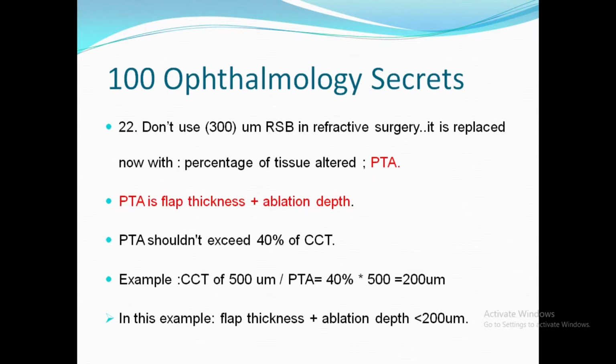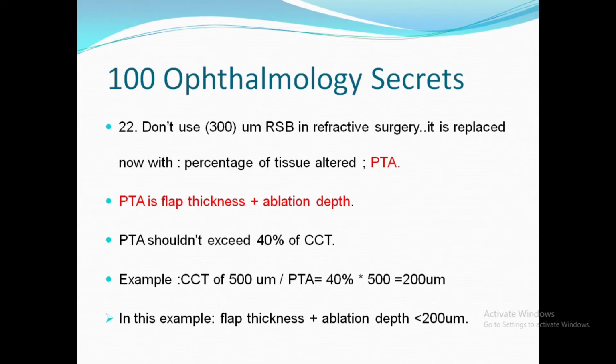Number 22. Don't use 300 micron residual stromal bed in refractive surgery. It is now replaced with percentage of tissue altered. Percentage of tissue altered is the flap thickness plus ablation depth. This PTA should not exceed 40% of central corneal thickness. Example, you have a central corneal thickness of 500 microns. So its PTA is 200 micron. In this example, flap thickness plus ablation depth shouldn't exceed 200 micron.